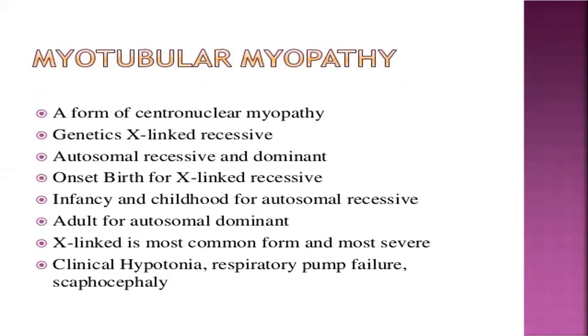Myotubular myopathy, a form of centronuclear myopathy, is genetic: X-linked recessive, autosomal recessive, and dominant forms are there. Onset is at birth for X-linked recessive, infancy and childhood for autosomal recessive type, and adulthood for autosomal dominant. X-linked is the most common form and the most severe. Clinically there is hypotonia, respiratory pump failure and scaphocephaly. There will be an elongated skull; the anteroposterior diameter of the skull of the baby will be elongated. This is called scaphocephaly.